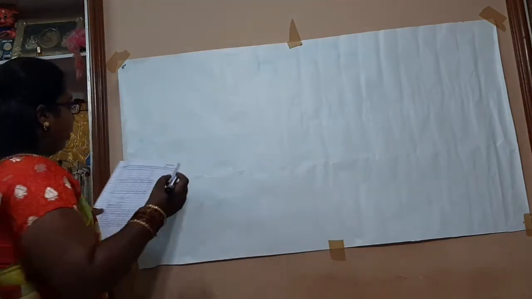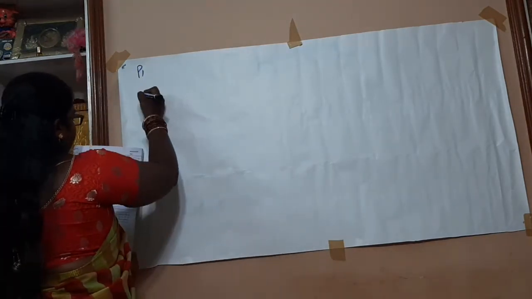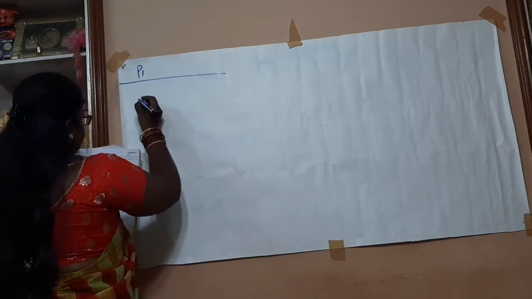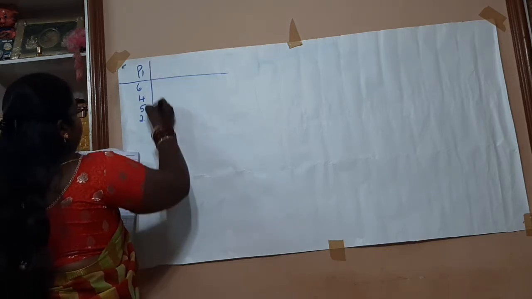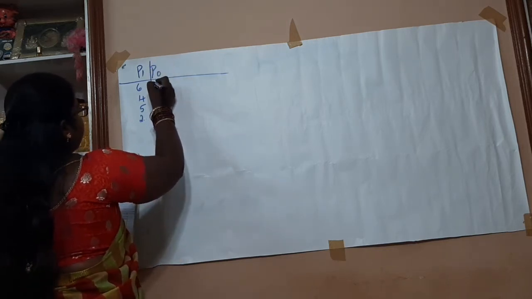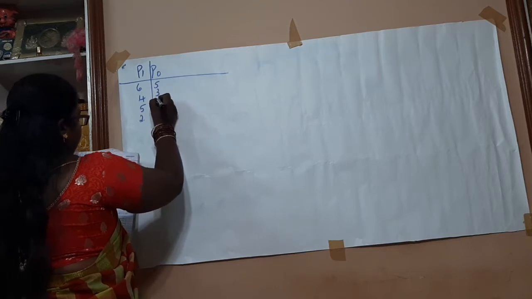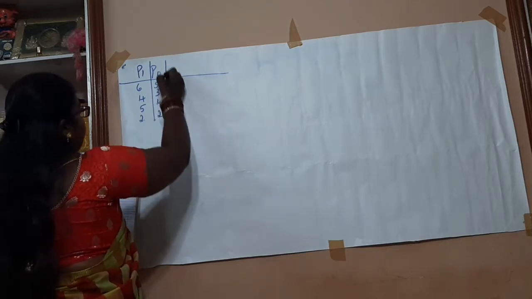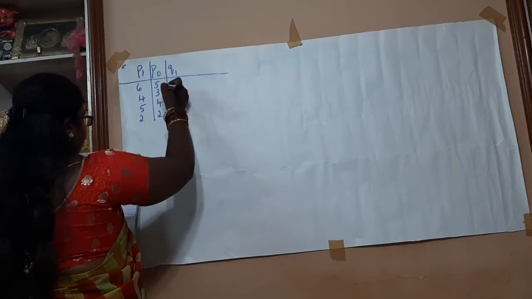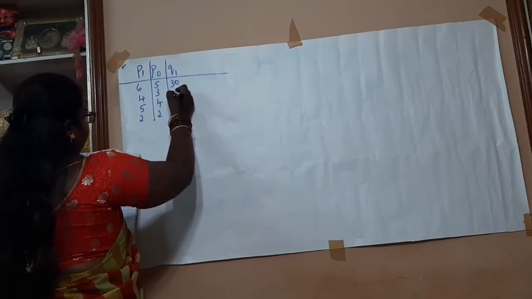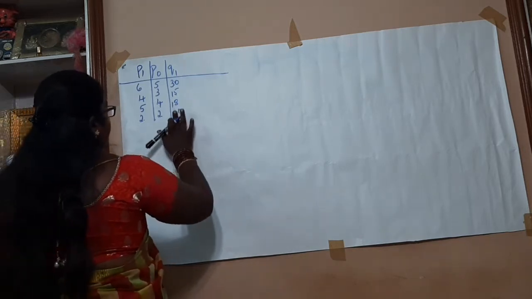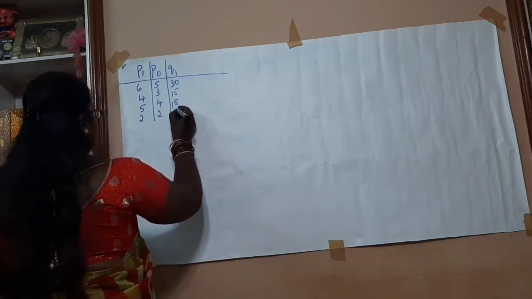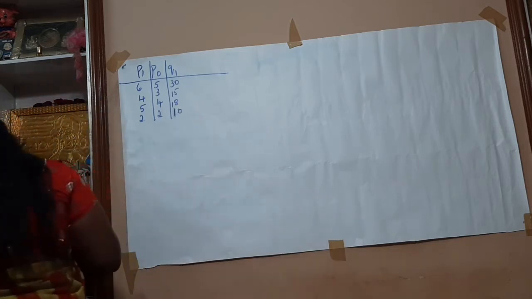Commodities are given as 1, 2, 3, 4. Then they gave P1, that is 6, 4, 5, 2. Next they gave P0: 5, 3, 4, 2. Next they gave Q1: 30, 15, 18, 10. So this is the data available for us.